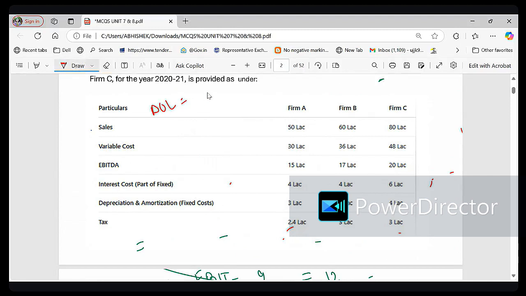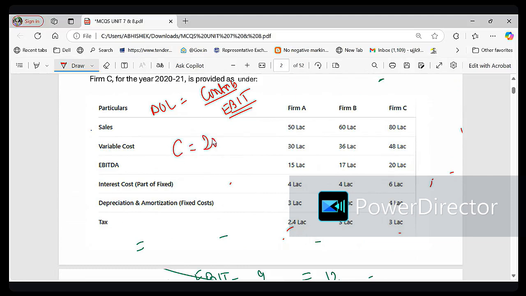The formula for DOL is contribution upon EBIT. Remember this formula, right? Contribution upon EBIT. So you need to remember the formula of DOL, that is contribution in the numerator and EBIT in the denominator. Now the question is asking you to calculate the DOL of Firm A. Can you tell me what is the contribution of Firm A? Just now we have calculated the contribution from the sale. We have subtracted the variable cost. So what is the contribution for Firm A?